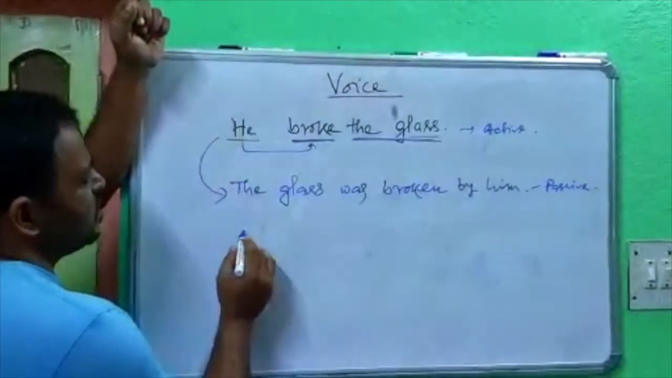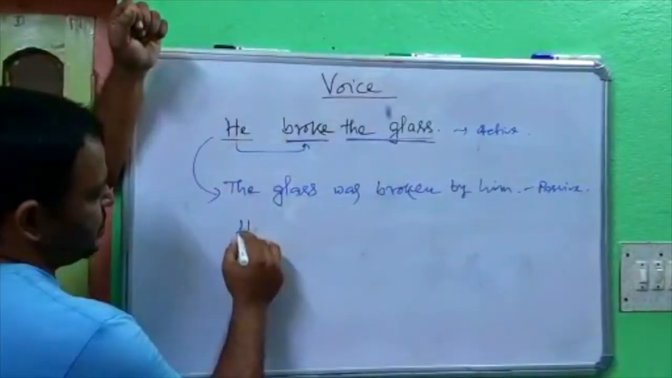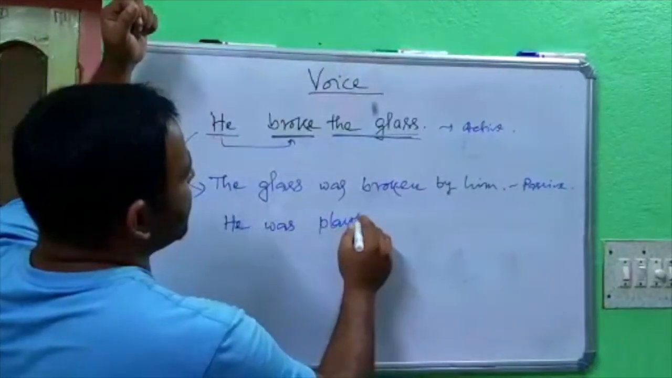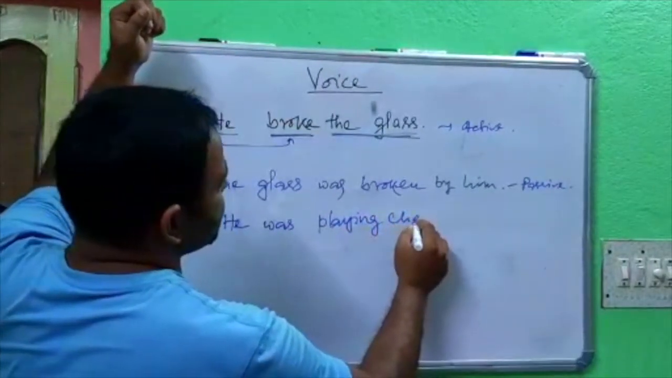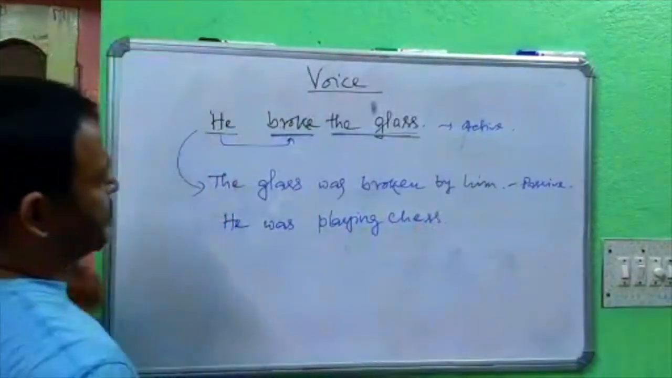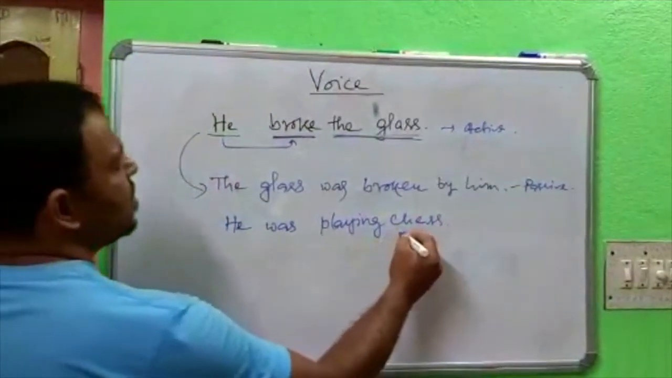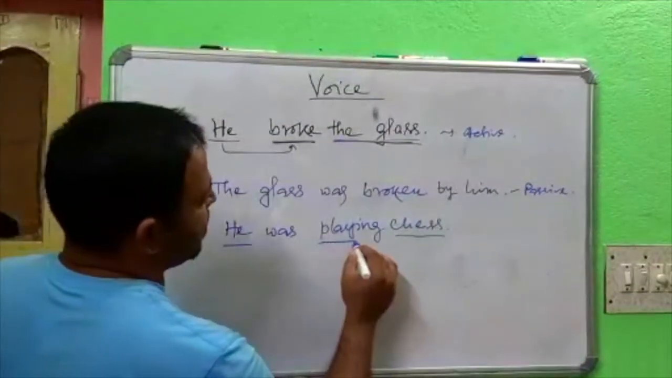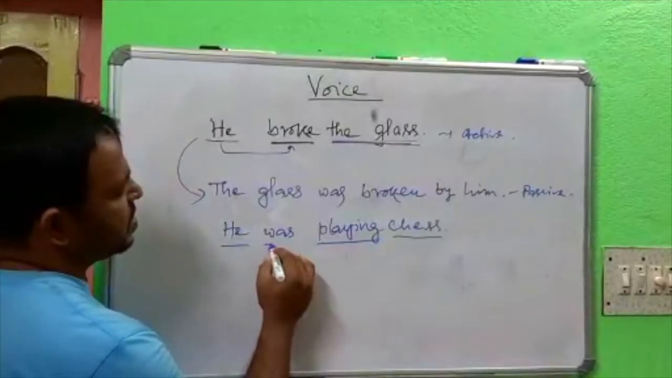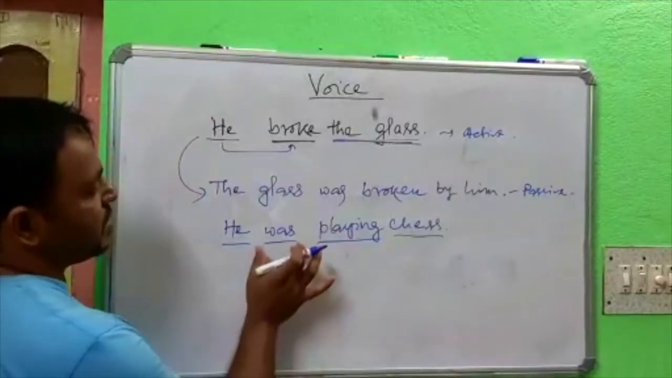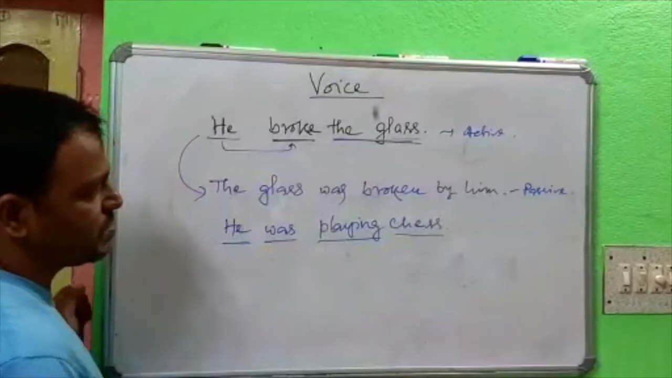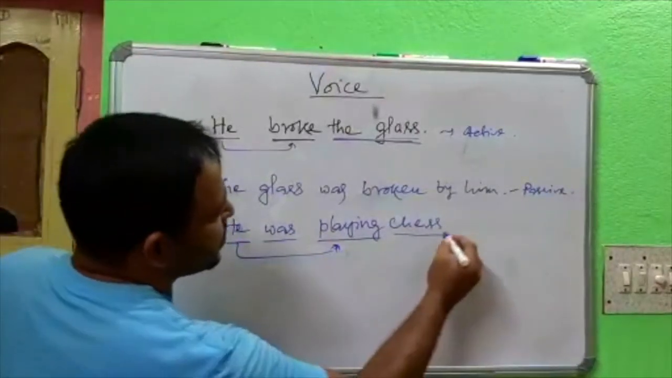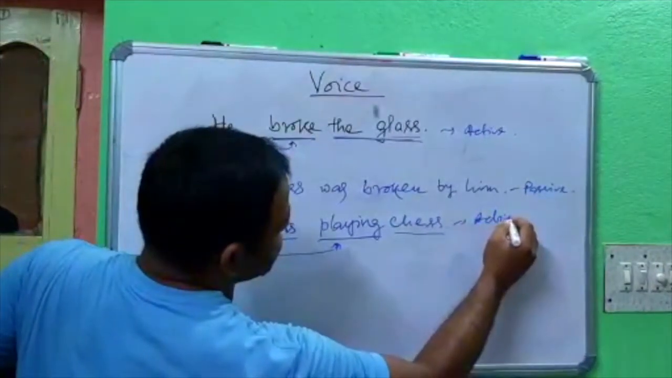Let's come to past continuous tense. He was playing chess. Chess is the object, he is the subject, the finite verb is playing, the voice is the present continuous tense. For present continuous tense, the be verb is. As the subject directly acts, so it is an active voice.